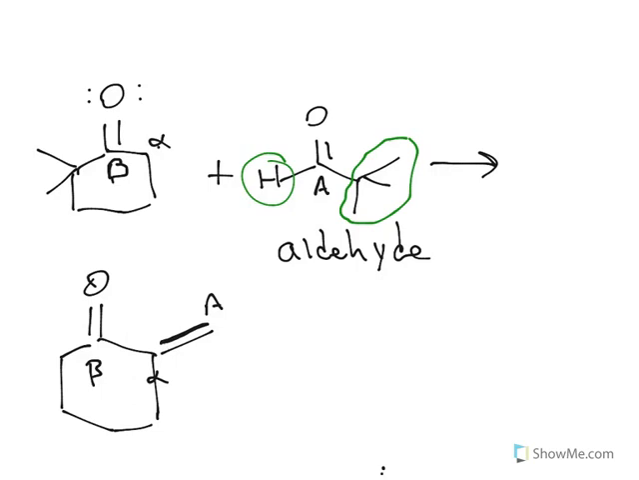Let me move this A out of the way. It's in a bad spot. Here, a hydrogen and our tert-butyl group, okay? So what have we lost in this process? We've lost water, all right? But nonetheless, this is our aldol condensate here.